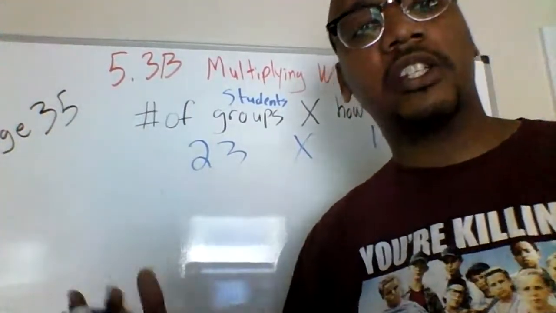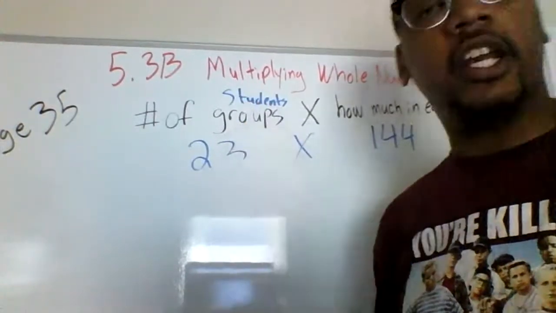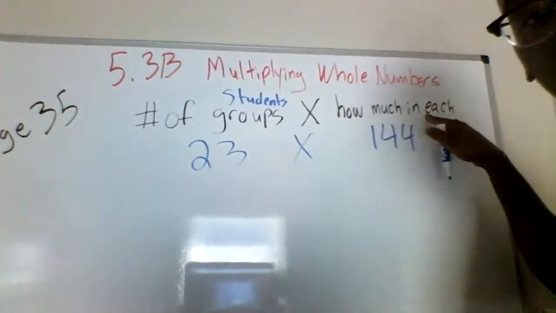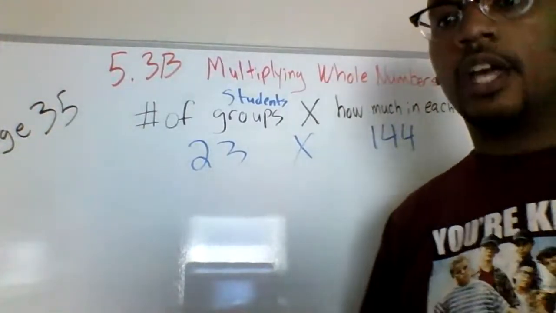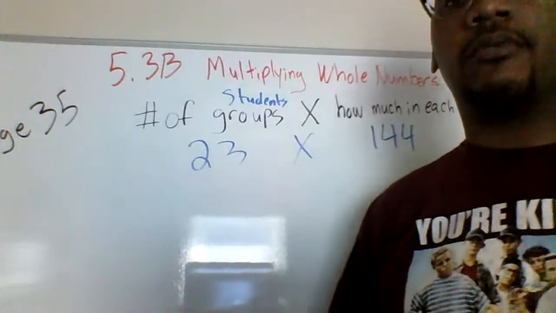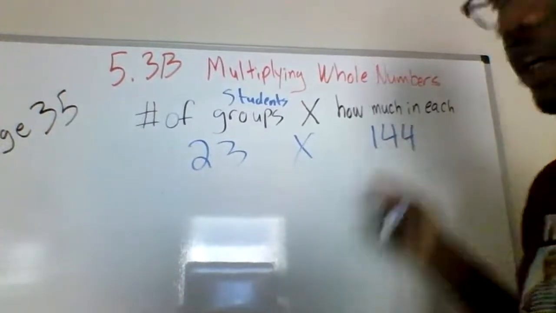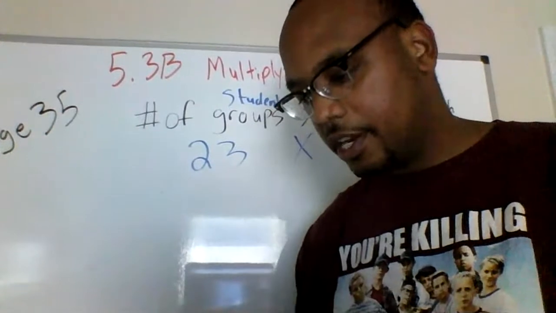You have to read it and understand the question. Right. Each student is going to have a group of tiles. Well, how many tiles is each one going to have? Well, each one is going to have 144 of them. All right. So that's why the number of groups is 23, like Andrea said, and how much is in each one is 144. All right. I just want to make sure you guys are understanding.